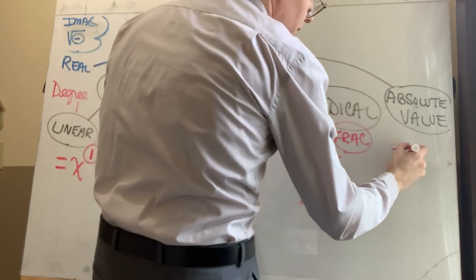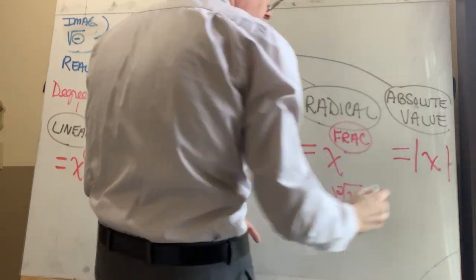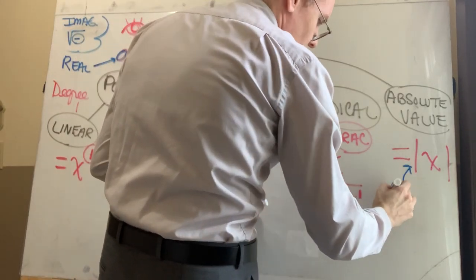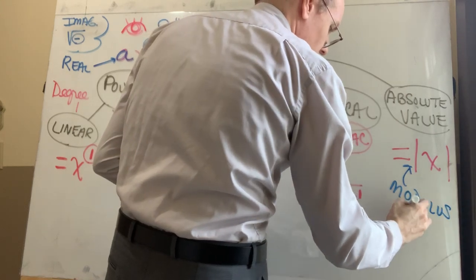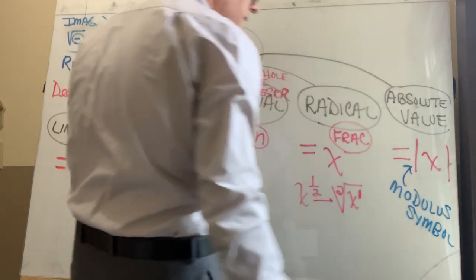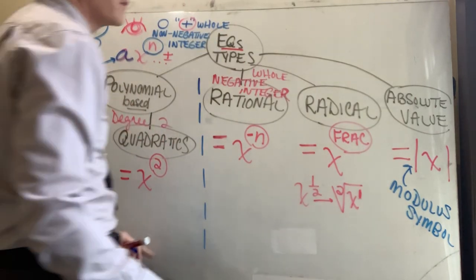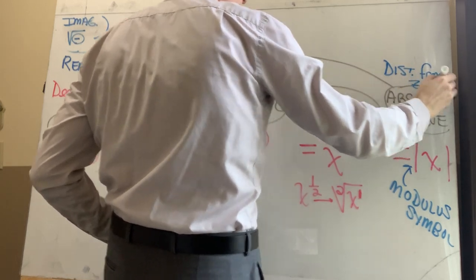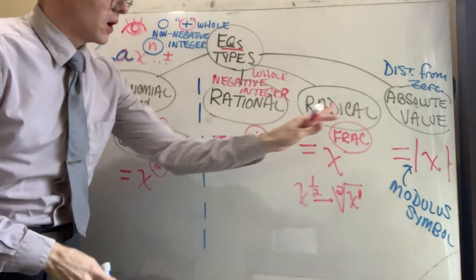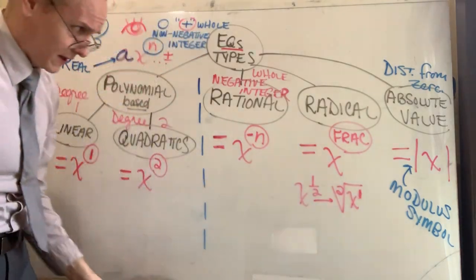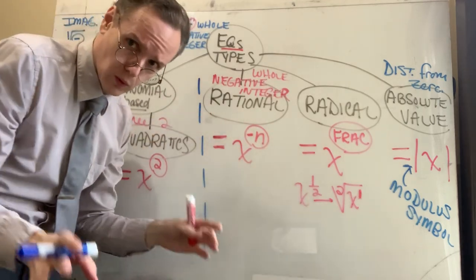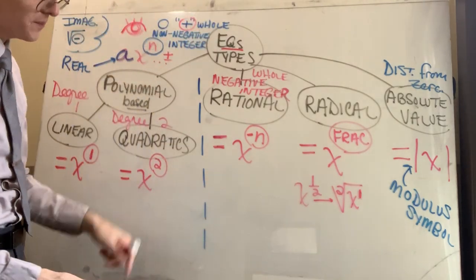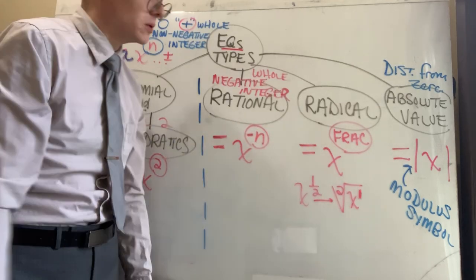Absolute value would be to have that box you've probably seen. This is referred to as the modulus symbol. An absolute value asks you distance from zero. Anyhow, these are more complicated types of equations, and they will require specific techniques. You in MAT-114 are not really responsible for these. I'm only mentioning them because it helps you go, oh, this is part of a bigger picture.